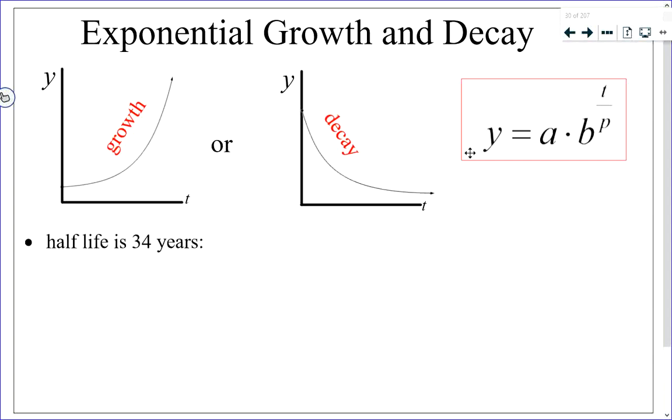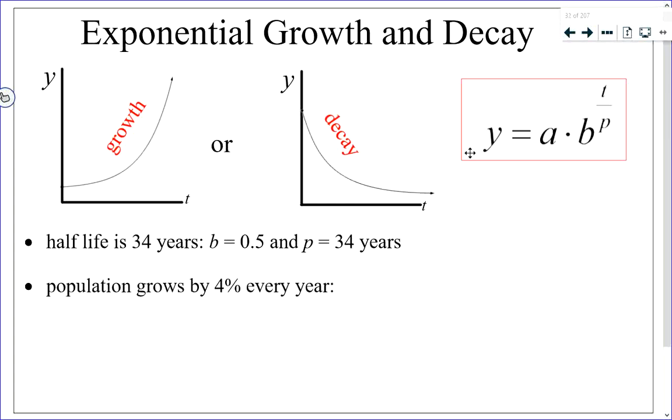So as illustrations of what to put for B and P, if you have a science question, which you can see in this course often, where you're told the half-life is 34 years, that means that every 34 years, things get cut in half. So if they get cut in half, then that means B is 0.5. And if it happens every 34 years, that means the period is 34 years.